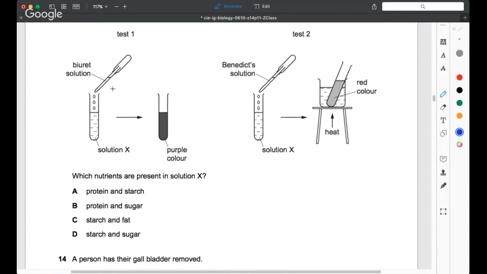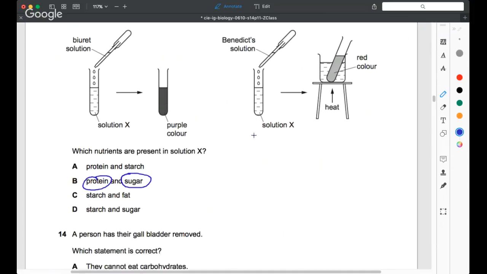Our biuret solution is our test for proteins. If we add in biuret and it turns purple, we get protein. And our Benedict's solution, remember, is our test for reducing sugars. If we add Benedict's and we heat it, then we get red if it's sugar. So this tells us that it must be protein from our biuret test and sugar from our Benedict's test.